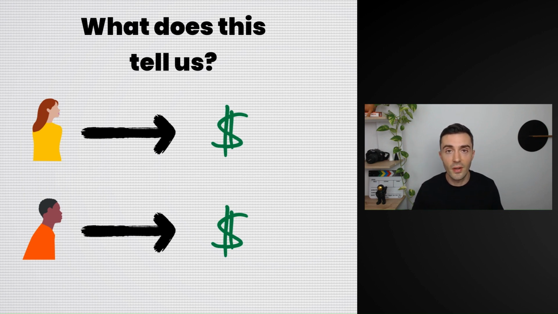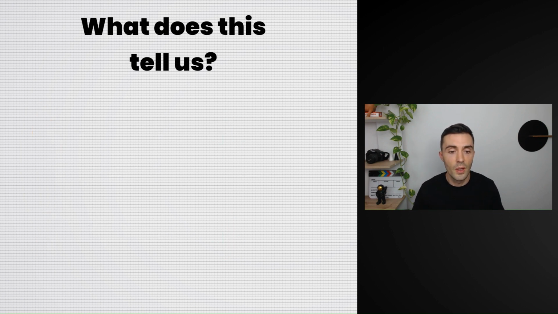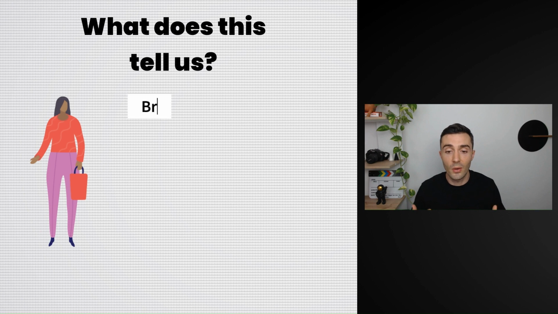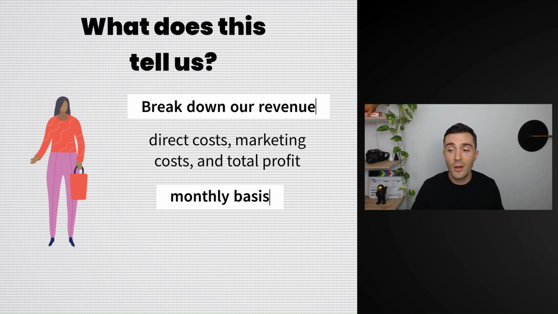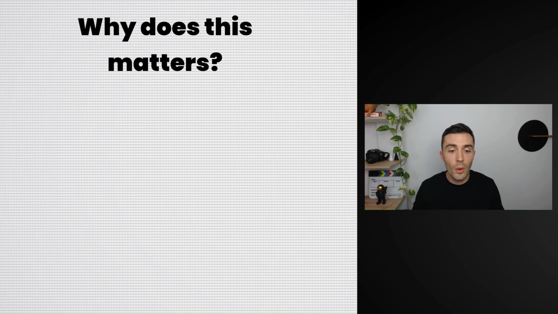When do we break even on that relationship, for example? So for each customer, we need to break down our revenue, direct costs, marketing costs, total profit on both a monthly basis and over the entire lifetime of each customer. So why does this matter?